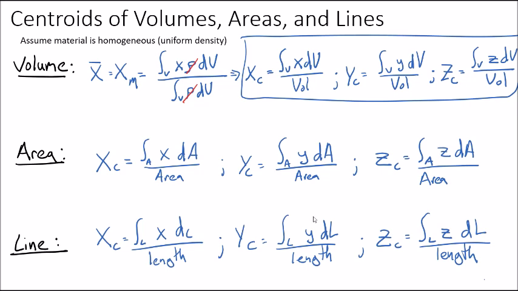If we want to know the centroid for a line, we integrate over the line x dl, divided by the length. The y centroid position is the integral over that line of y dl divided by length, and the z position of the centroid of our line is the integral over the line of z dl divided by the length. So these are our formulas for centroids of volumes, areas, and lines.